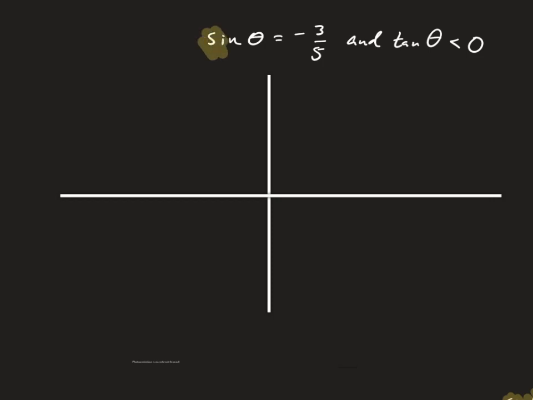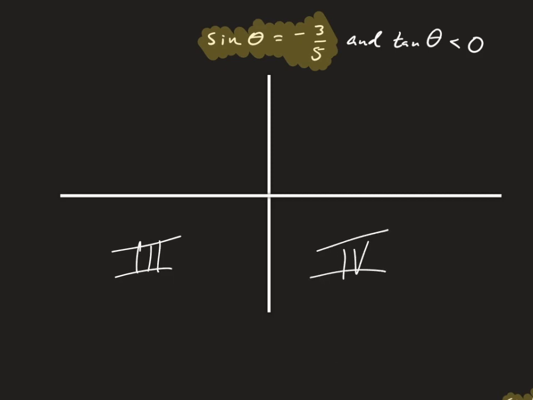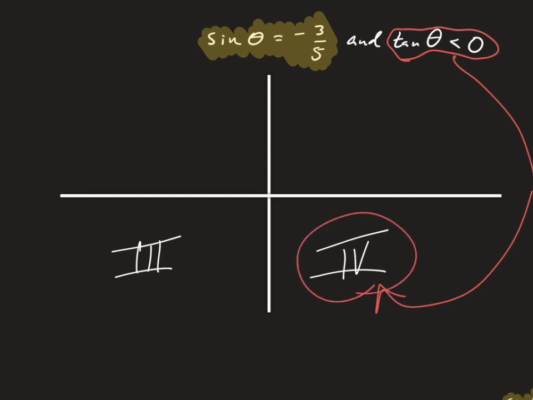This time you have to think about it and ask yourself, when is sine theta negative? We know sine is positive in quadrant number 1 and quadrant number 2. This means sine will be negative in quadrant number 3 and quadrant number 4. And just as before, we can now focus on tangent, and we know tangent is positive in the third quadrant. So tangent will be negative in quadrant number 4. For both of these to be true at the same time, I have to be in quadrant number 4.